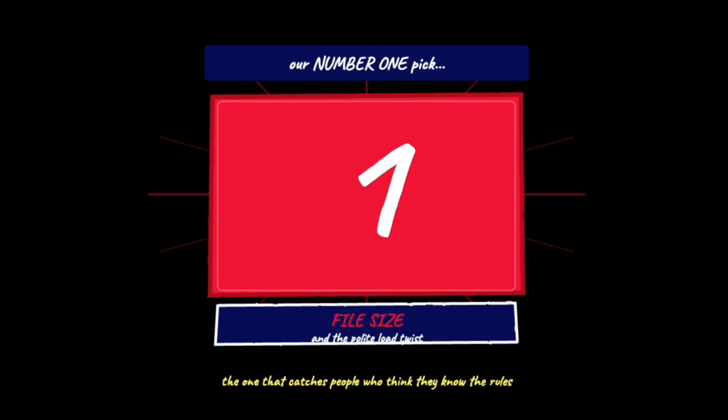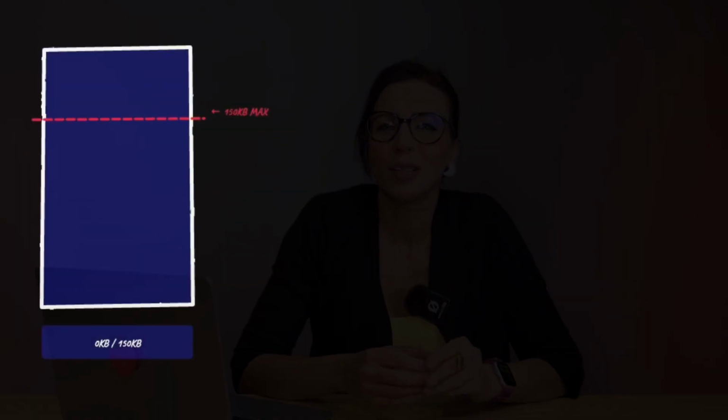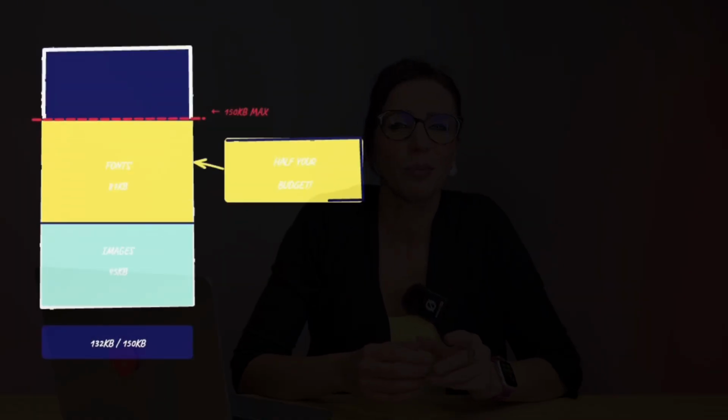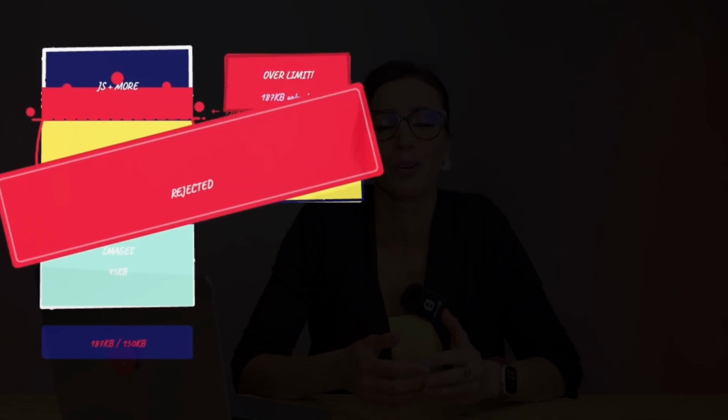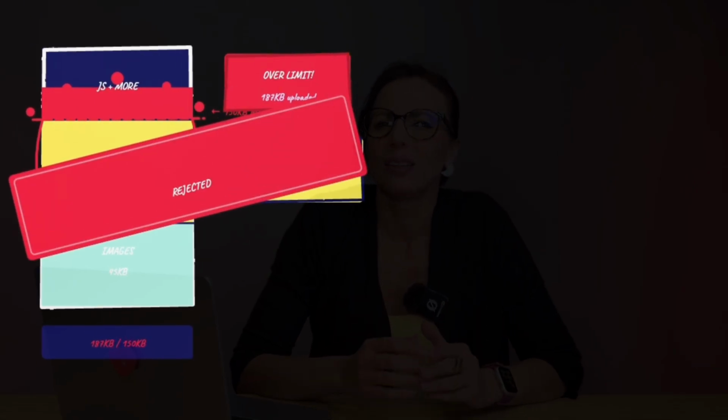Our number 1 pick for the mistake that gets the most HTML5 ads rejected: file size. 150 kilobytes. That's your ceiling on Google Ads for the total HTML5 zip. For perspective, 150 kilobytes is roughly the size of one medium quality photograph, and you need to fit an entire animated banner inside that space. HTML, CSS, JavaScript, images, fonts, everything. That alone is brutal. But here's the twist, and this is why it earns the top spot.